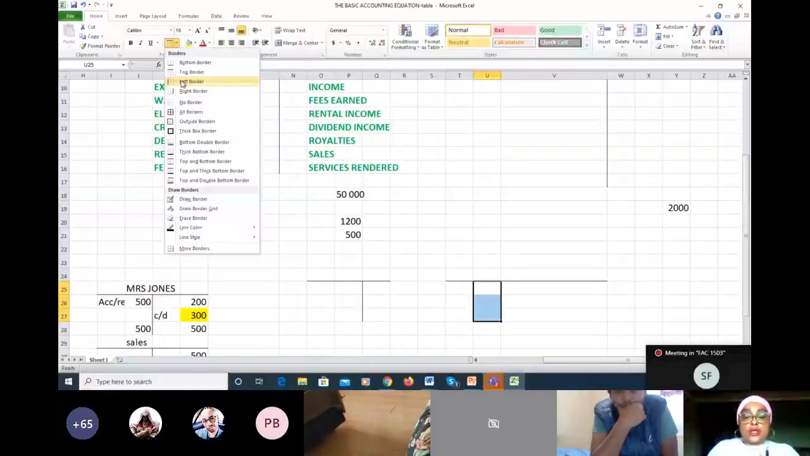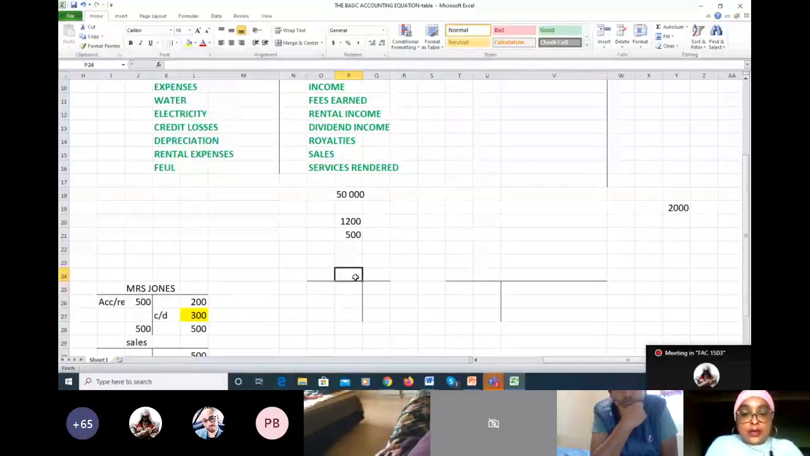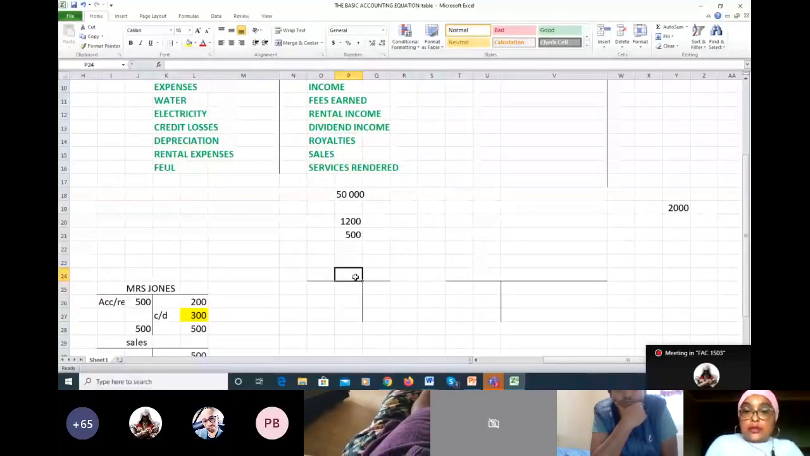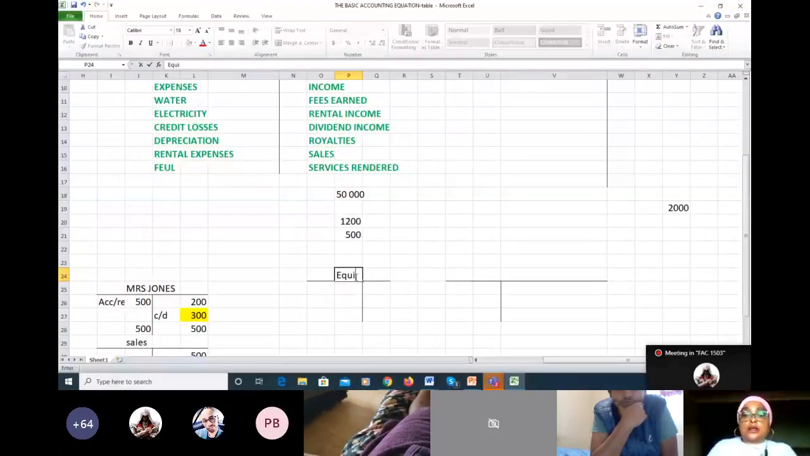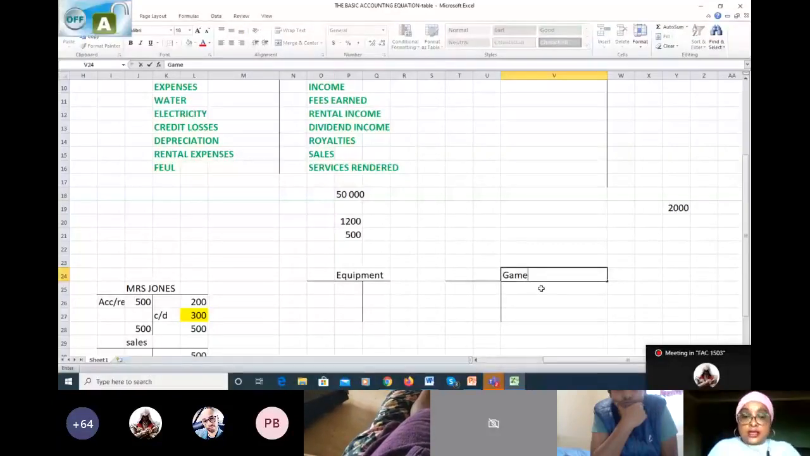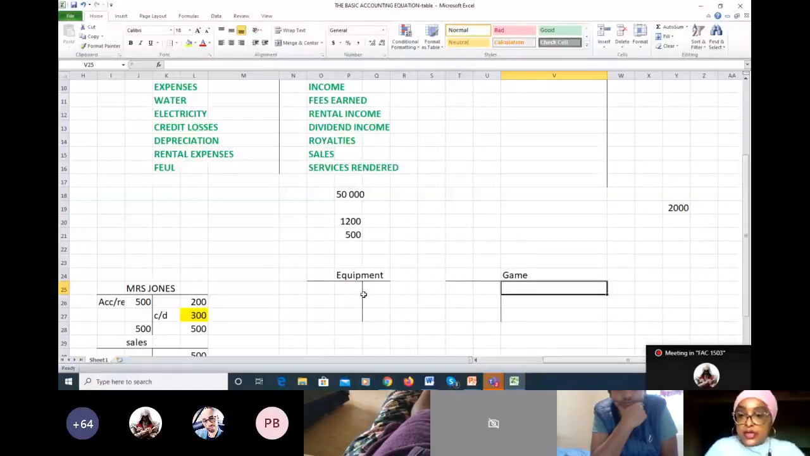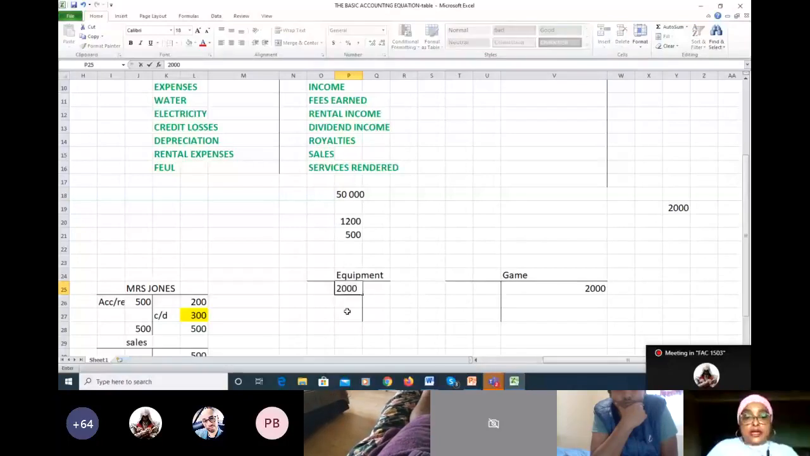Okay, so I said the one was my equipment. So I bought some equipment, and I also bought it from Game. So when I bought the equipment, I said that I raised my liabilities with 2,000 rand from Game, and I also raised my equipment. So I have now more equipment, okay?